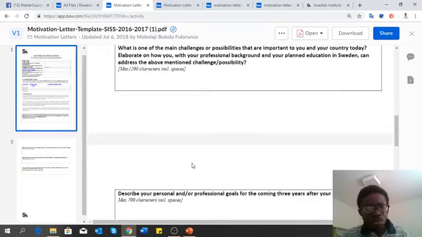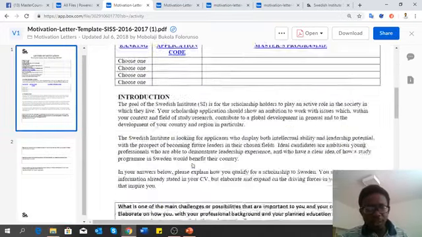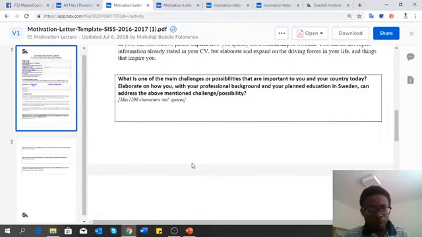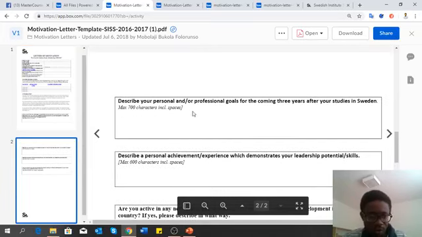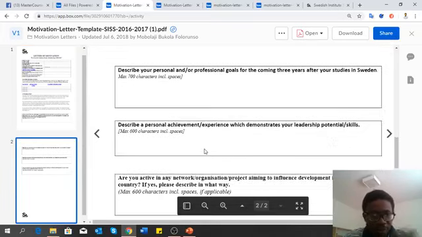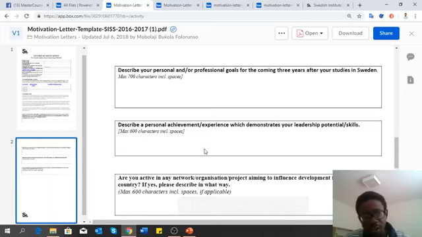Now, in summary, this motivation letter for 2016 was about whether you know the major challenges affecting your country. They want to know about your professional background, and how you plan, with your master studies in Sweden, to address these problems in your country. And then they want to know about your goals and your ambition. They want to know about your past leadership experience, what you've done in the past. And then they want to know if you've been involved in any volunteering or network activity.